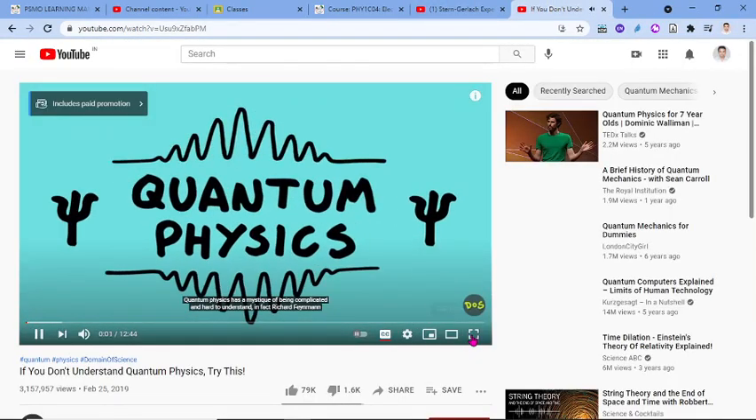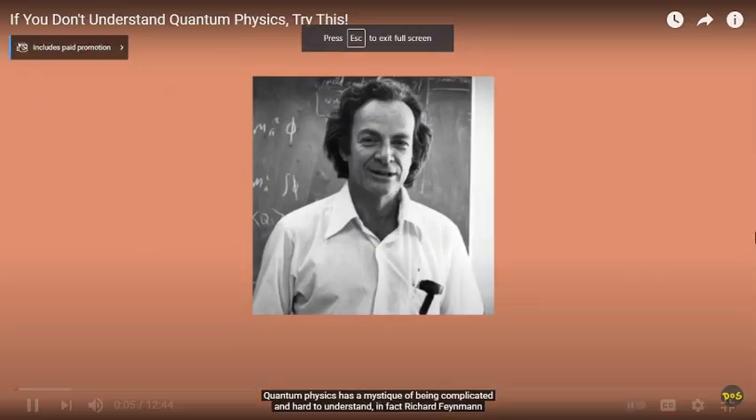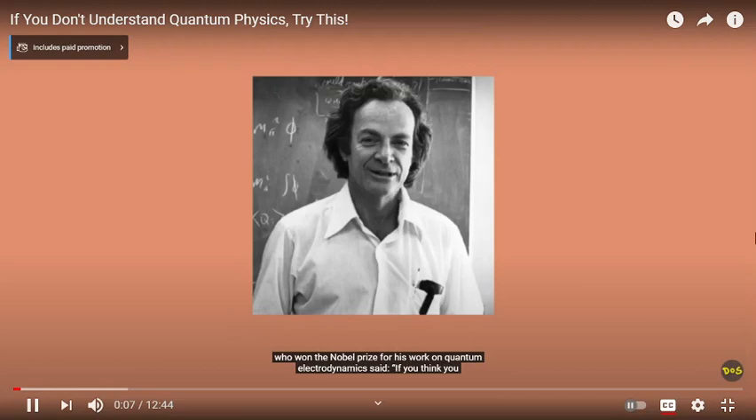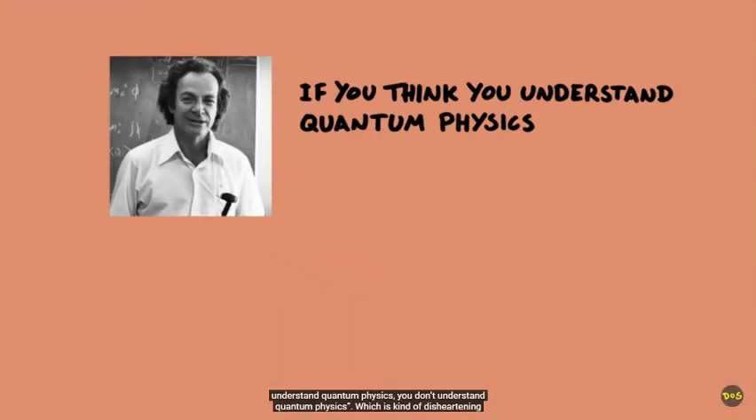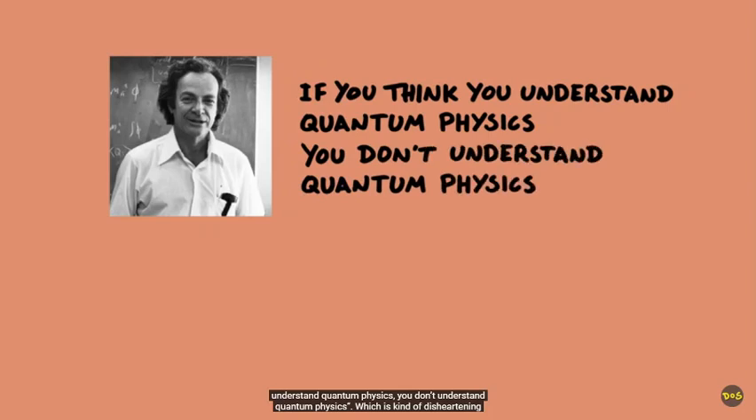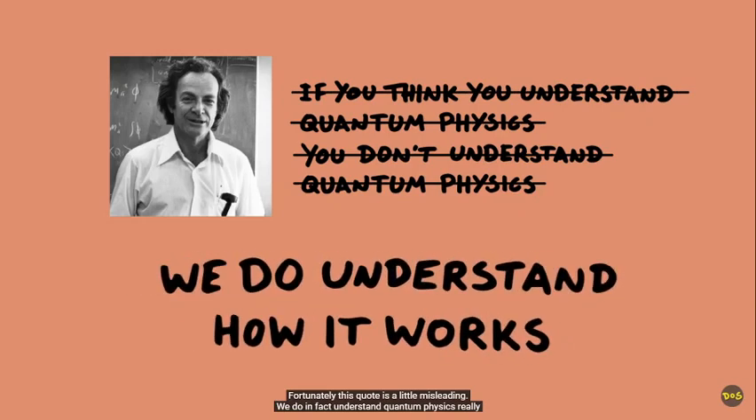Quantum physics has a mystique of being complicated and hard to understand. In fact, Richard Feynman, who won the Nobel Prize for his work on quantum electrodynamics, said, "If you think you understand quantum physics, you don't understand quantum physics." Which is kind of disheartening for us, because if he didn't understand it, what chance do the rest of us have? Fortunately, this quote is a little misleading. We do in fact understand quantum physics really well.